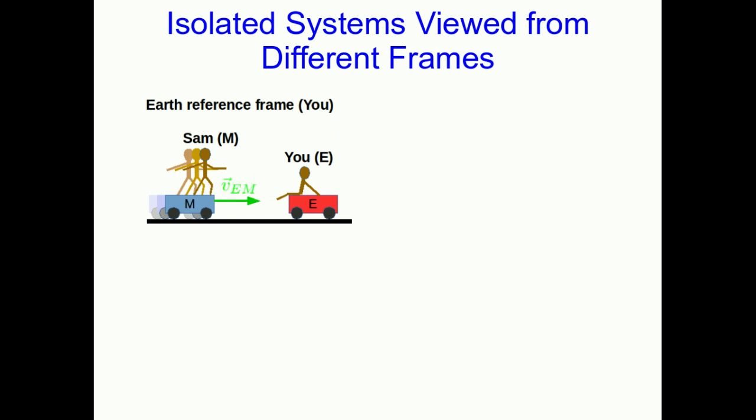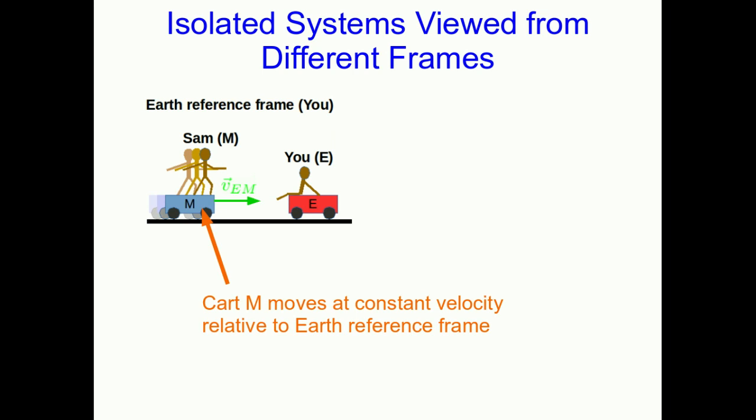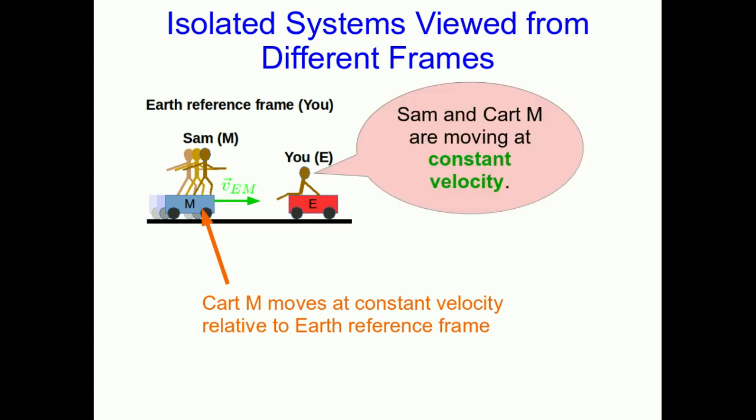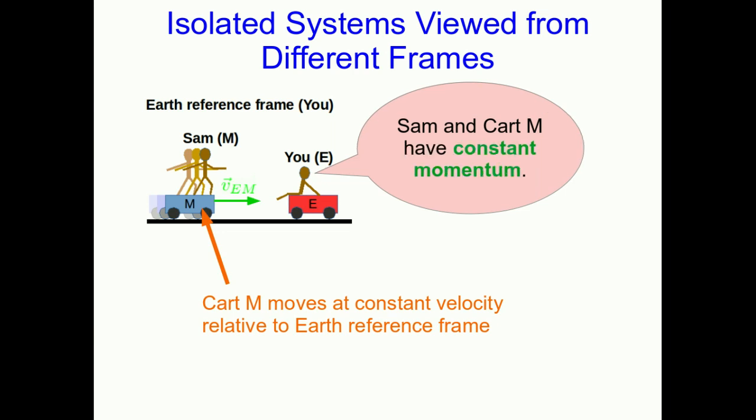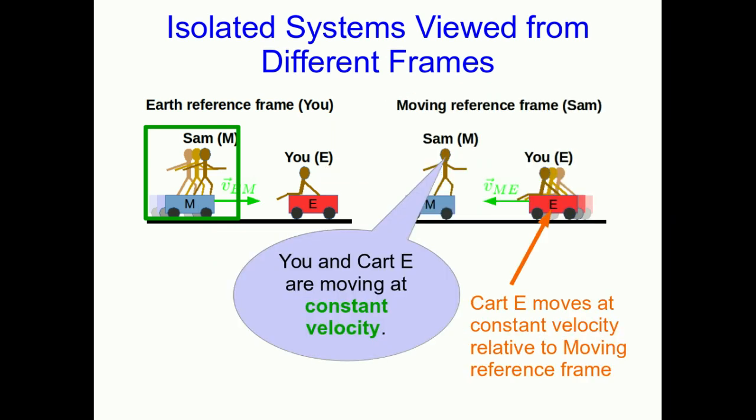So here's you in your frame, and I've put you in the Earth frame. And so cart M is moving at a constant velocity relative to the Earth. As we've seen, you might as well think of this as carts E and M from that previous example, except now you and Sam are standing on them. So you say Sam and cart M are moving at constant velocity, and because their inertia is also constant as well as their velocity, you would also say that they have a constant momentum, which means, as far as you're concerned, Sam and cart M are an isolated system.